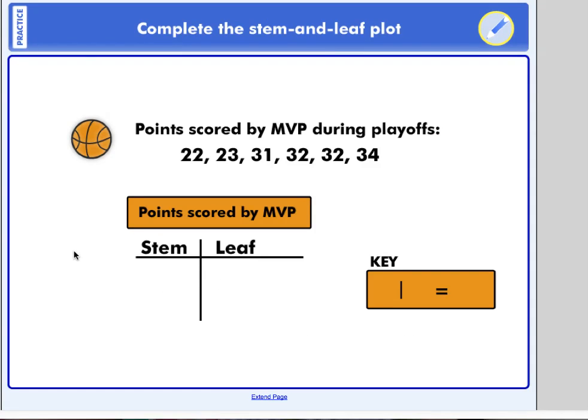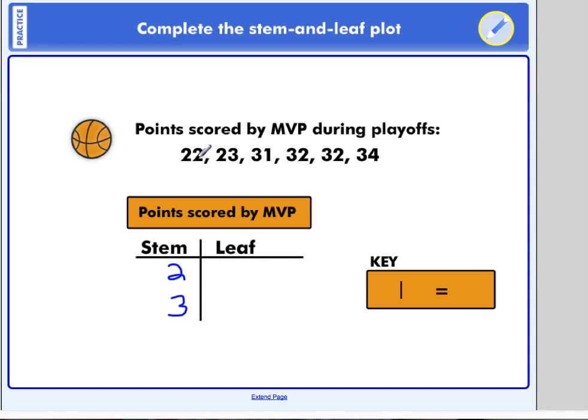Okay, here's another stem and leaf plot. Points scored by MVP during playoffs. Here's the points scored: 22, 23, 31, 32, 32, 34. Looks like they're already in order for us, which is super nice. Here's how we would organize this data. What would our first stem need to be? We've got numbers in the 20s and 30s. So really our stems are just 20s and 30s.